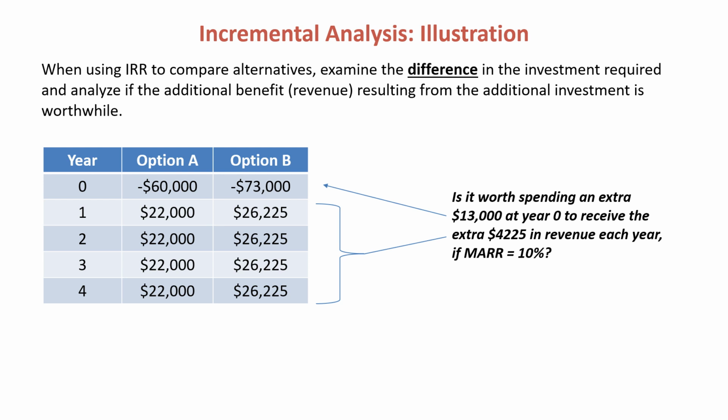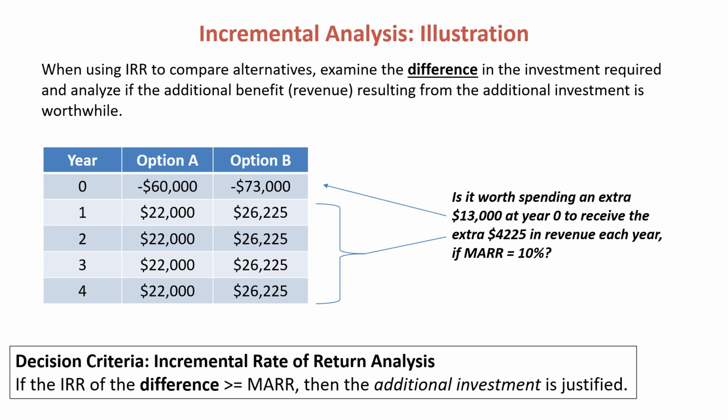Now the question is, should we go for option A or should we go for option B on the basis of this incremental analysis? So our MAR is 10%, the minimum attractive rate of return. And the decision criteria that will apply in incremental rate of return analysis is we'll calculate the internal rate of return on the increment, meaning on the difference between the two options. And if the rate of return on the difference is greater than or equal to the MAR, then the additional investment is justified, meaning go for the more expensive option.